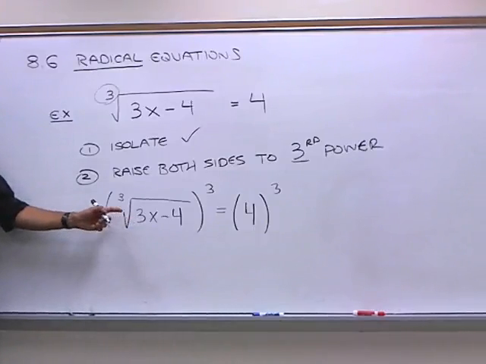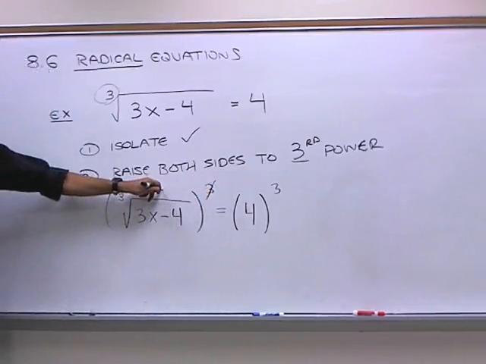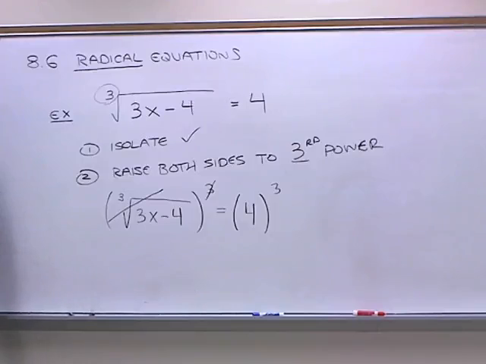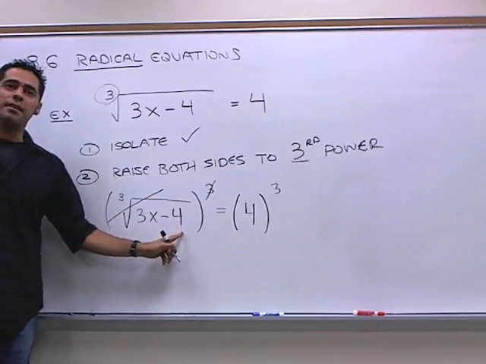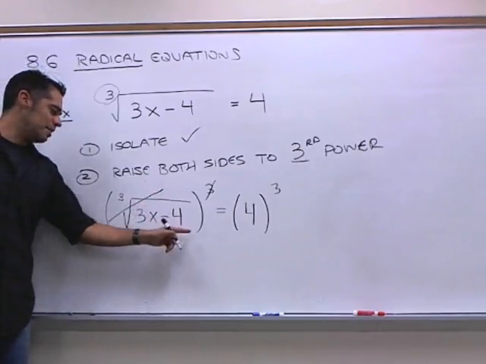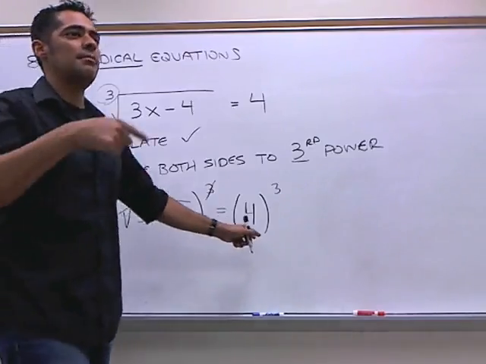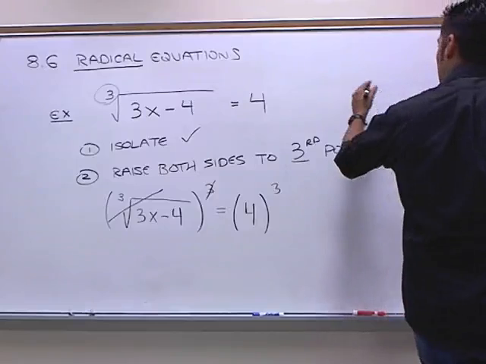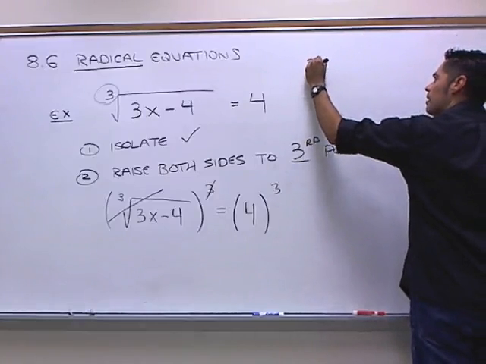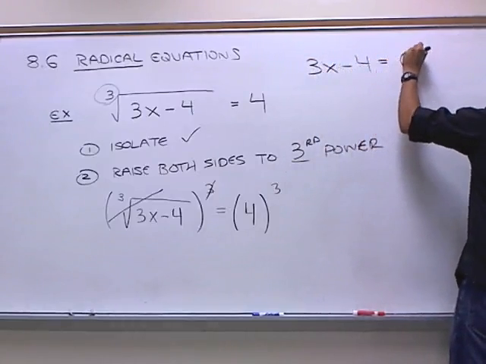Okay, so cubing this side, what'll happen? Cubing a cube root, this goes away, okay? But you're left with what's underneath. That's still called the radicand, but we'll just say it's whatever's underneath. So 3x minus 4 will be left on the left side. On the right side, 64, good. Okay, 4 times 4 times 4, not 4 times 3. So I'll continue up here. What we have now is 3x minus 4 equals 4 times 4 times 4, which is 64.